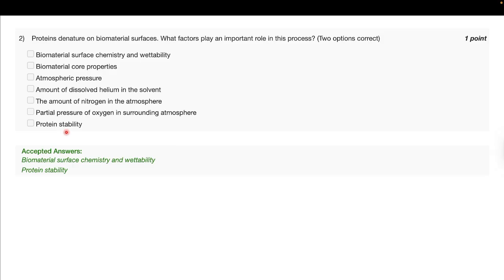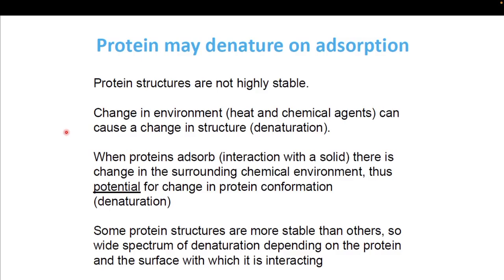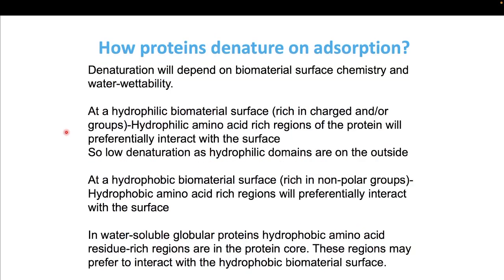So how much denaturation will happen to a protein depends upon the stability of that protein. Some proteins are very highly stable, so even if they encounter a surface, very little denaturation will happen to them even if they absorb on the surface, while some proteins are not very stable. In that case, a lot of denaturation will happen to such a protein. So your protein stability is going to govern how much denaturation will happen.